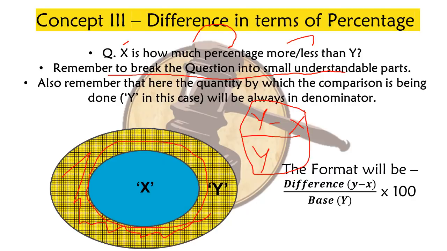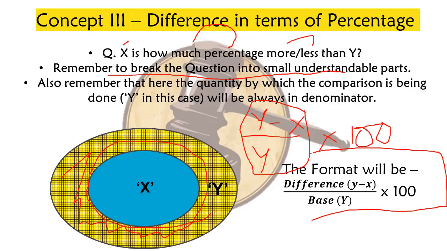Now this will come into fraction form. To convert it into a percentage form, you just multiply it by 100, right? Using concept one. So the format would be the difference, which the question is asking you, which is y minus x in this case, upon the base, right? Now the base would always be the quantity by which the comparison is being done, which is y in this case, and which will always be in the denominator. Okay, remember that. And then you multiply it by 100 to convert it into percentage form.